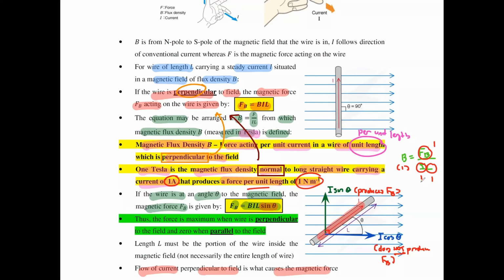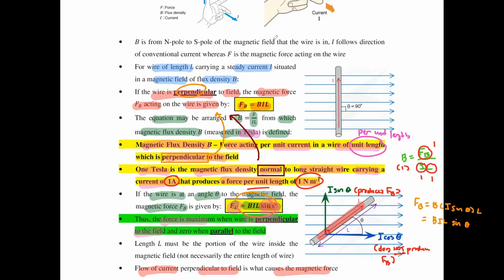So right now, if it is the current perpendicular to the field that causes your magnetic force, Fb equals B times I sine theta times L, giving you BIL sine theta. That's how you got this equation in the first place. Now from that equation, the force will be maximum when the wire is perpendicular to the field. The angle theta here is 90 degrees. Sine theta will be a maximum, therefore your magnetic force will be a maximum.